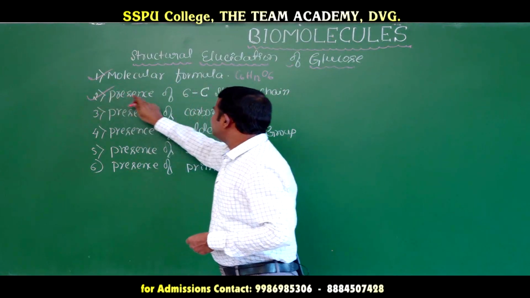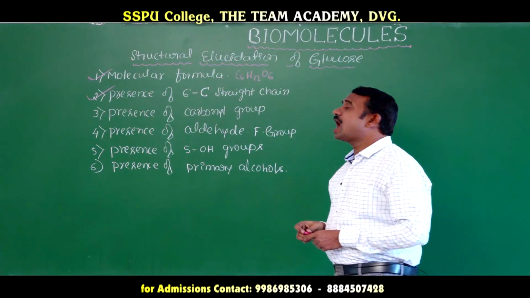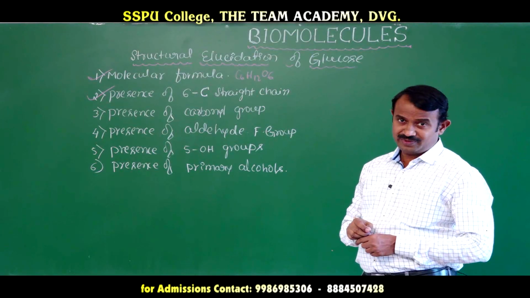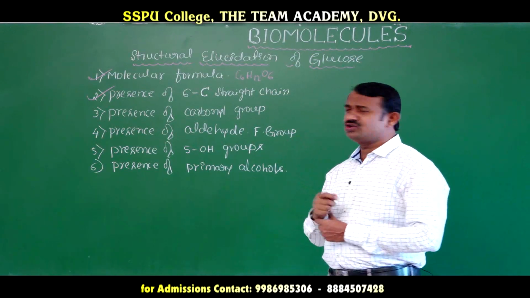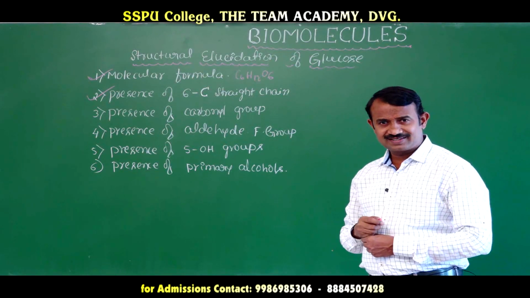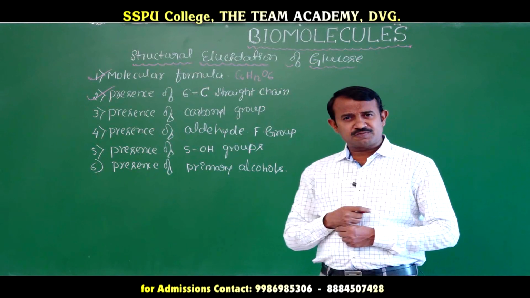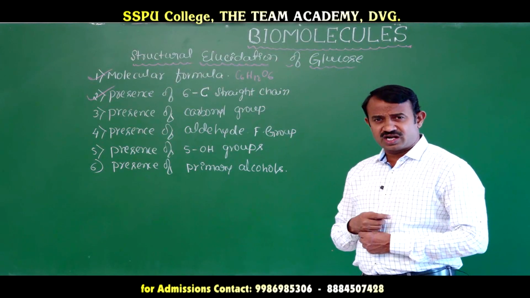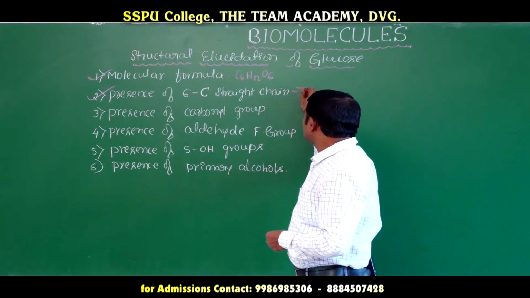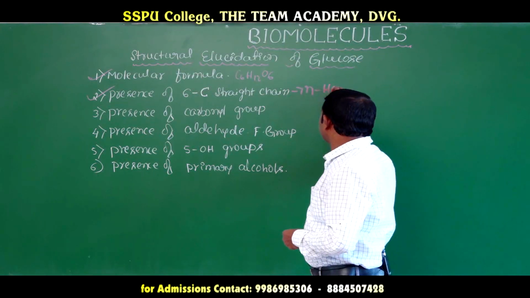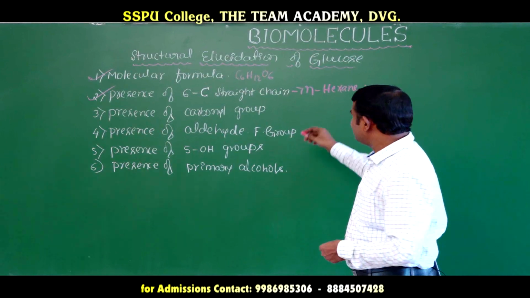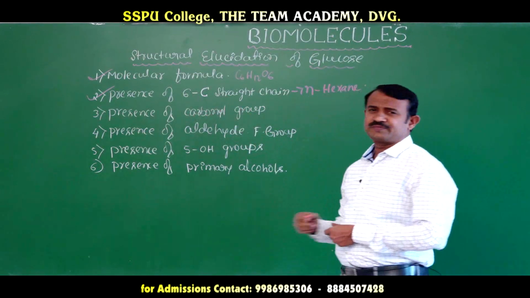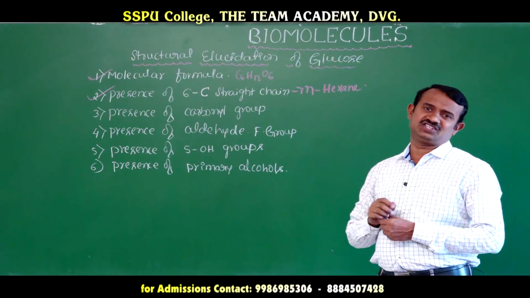The second point is the presence of 6 carbons in a straight chain. Glucose undergoes reduction with a strong reducing agent like hydroiodic acid in the presence of red phosphorus to form n-hexane. This reaction indicates the presence of 6 carbons in a straight chain.